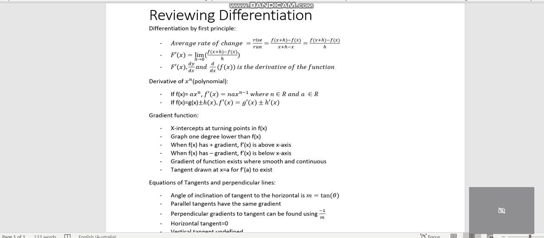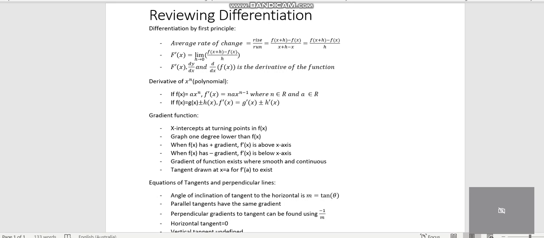So a quick review: the average rate of change is rise over run, the change in x and y values, so kind of like the gradient. It's shown as f of x plus h minus f of x, over x plus h minus x. So you can think of it as y2 minus y1 over x2 minus x1. x plus h is the x value, f of x plus h is the y value. You take the x's out from the bottom, and you get f of x plus h, take away f of x, all over h.